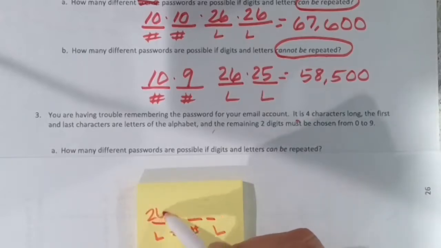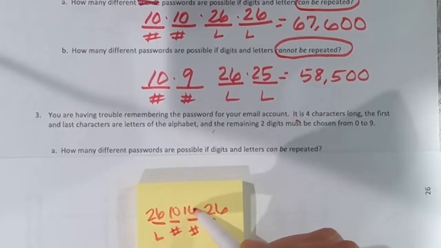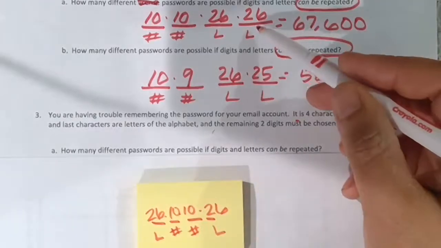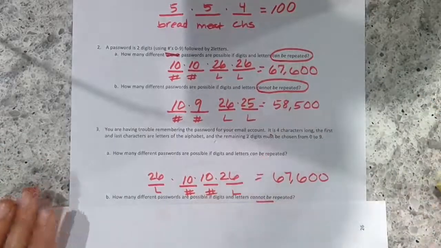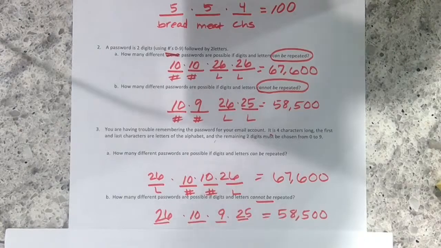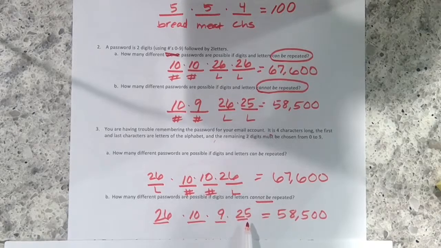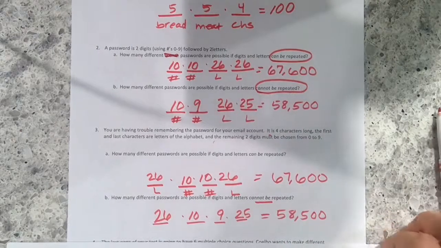Well, if you have 26 choices here, you still have 26 choices here. How many numbers? 10, 10. This is actually the same problem as this, only they put it in a different order. So same. Part B says how many different passwords are possible if digits and letters cannot be repeated? Well, so now you're going to have 26 choices for the first one, 25 for the other letter because you've already used one, 10 choices for the first number, and then 9 choices for the second number because you've already used one. And again, they're the same problem, just asked differently.